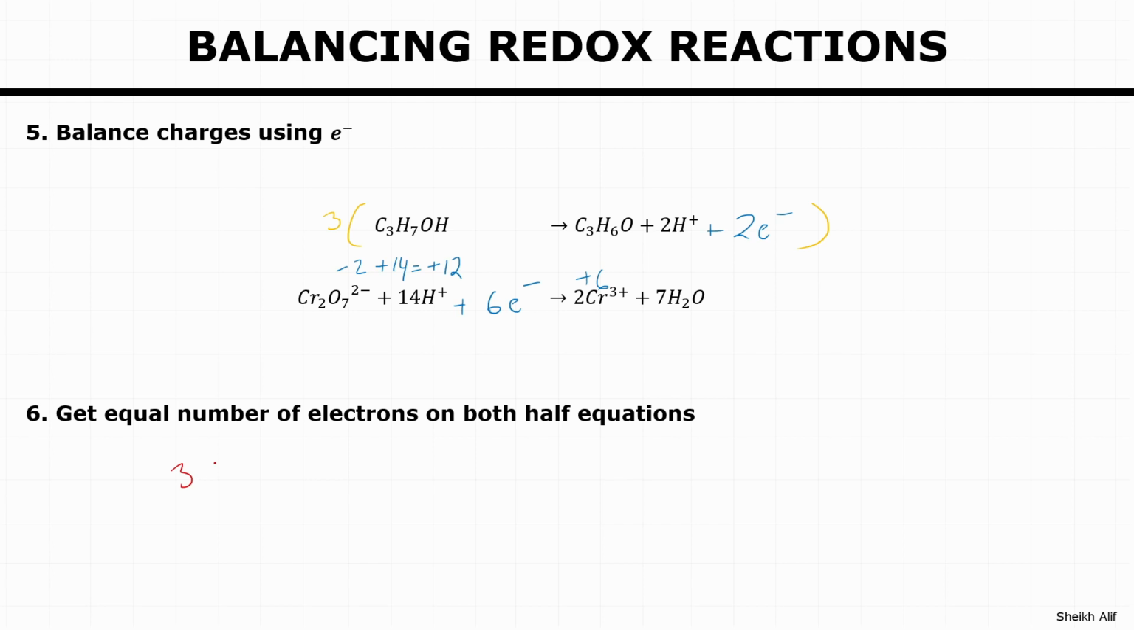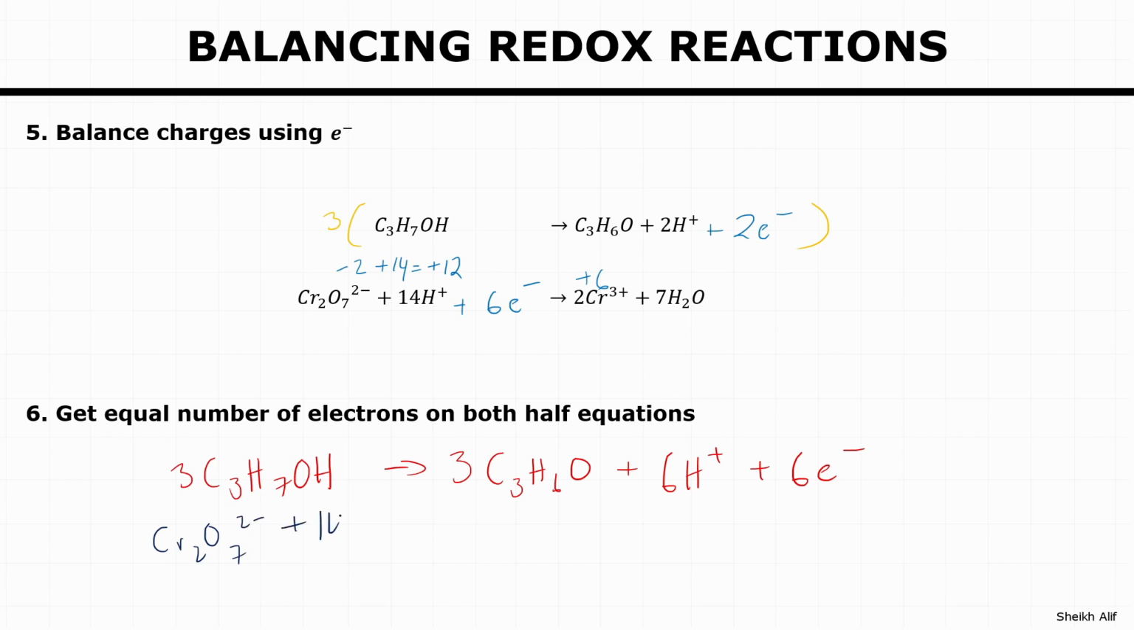We have 3 C3H7OH, 3 isopropyl alcohol, reacting to produce 3 C3H6O, which is acetone, and then we have 6 H+ and 6 electrons. That's the first reaction, and of course the second reaction stays the same because we already have 6 electrons. So we have Cr2O7 2-, dichromate, with 14 H+ and 6 electrons to form 2 chromium ions and 7 waters.